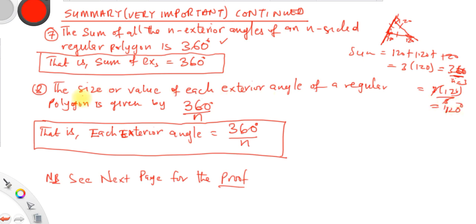So we are saying that the value of each exterior angle of a regular polygon is given by 360 divided by n. As we have said, the sum of all the exterior angles, irrespective of the number of sides of the polygon, is 360 degrees. So each exterior angle of a regular polygon is 360 degrees divided by the number of sides. That is what we are saying here.